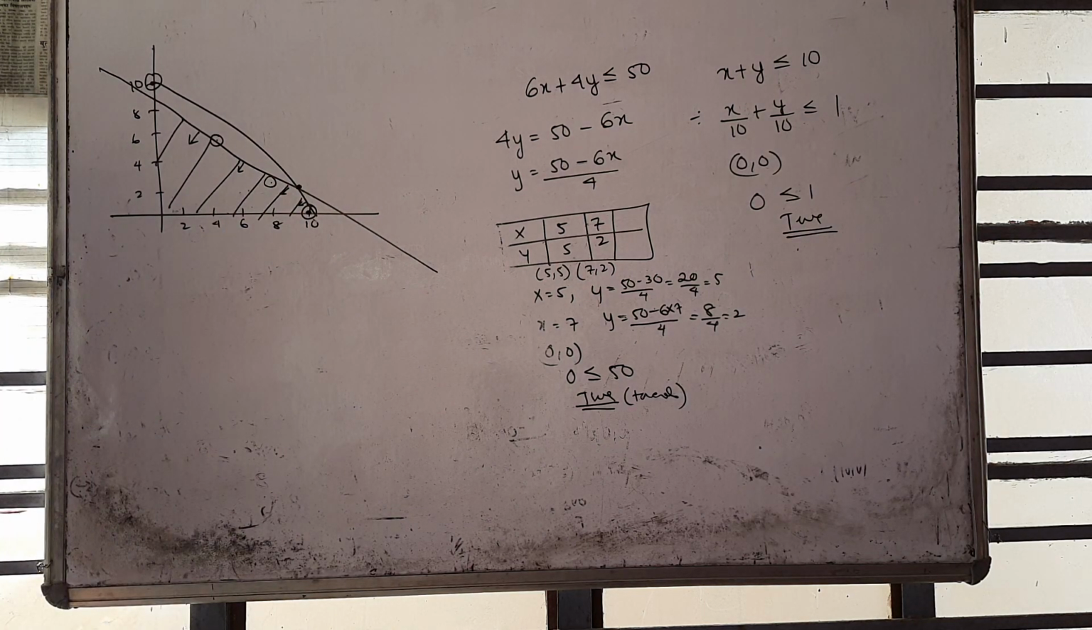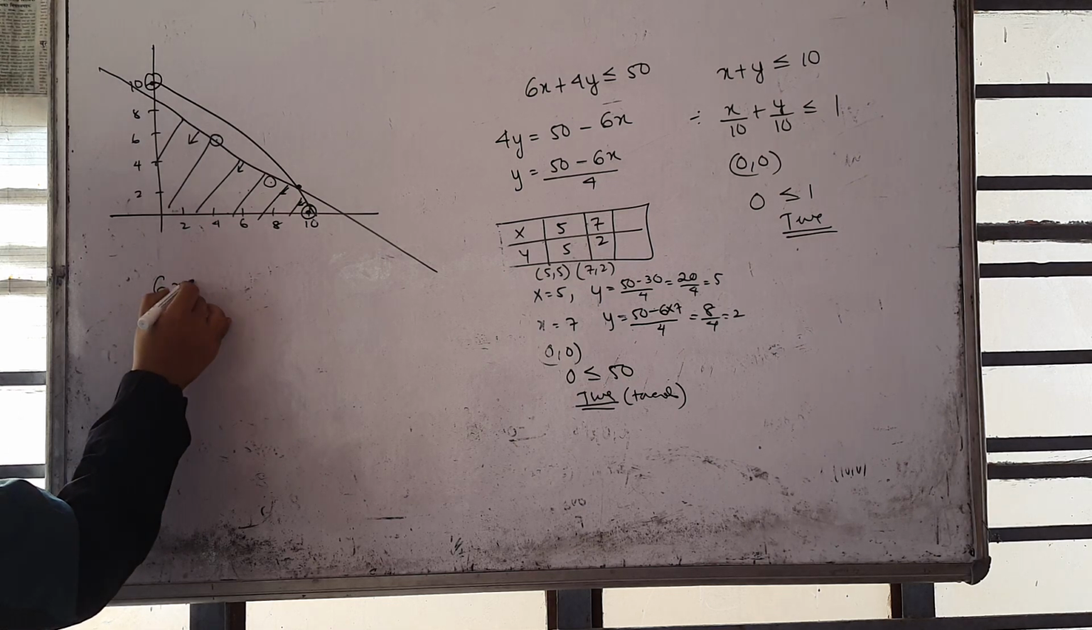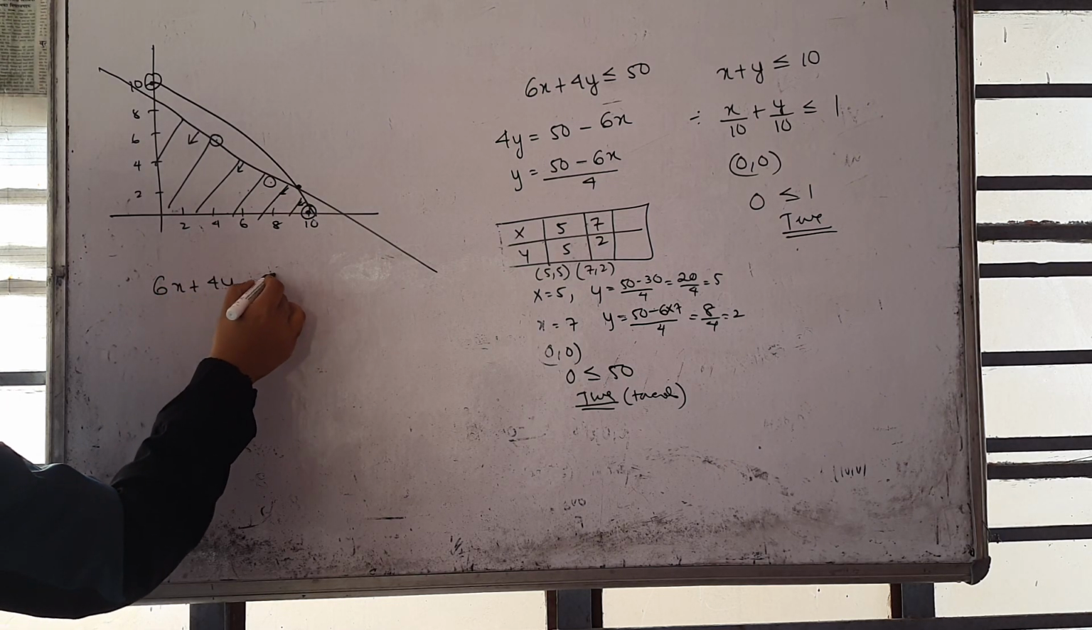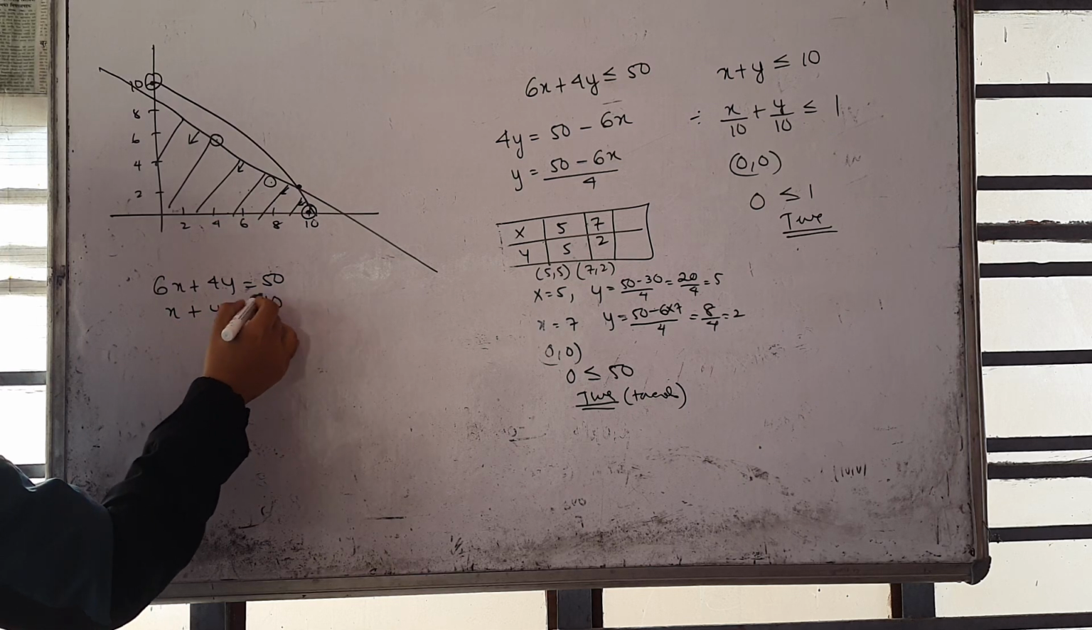Is it clear? And please listen to me. How did I teach you to get this? If you don't get this on a graph paper, use simultaneous equations. Tell me the first equation, guys. What is it? 6x plus 4y equals 50. Tell me the second equation. x plus y equals 10.